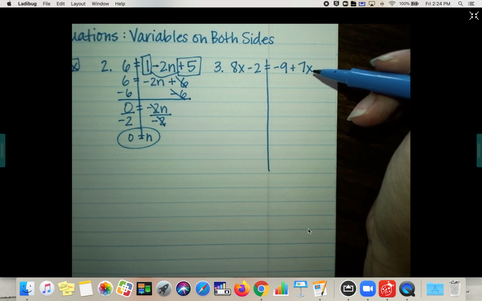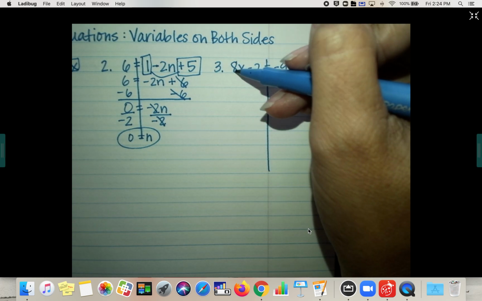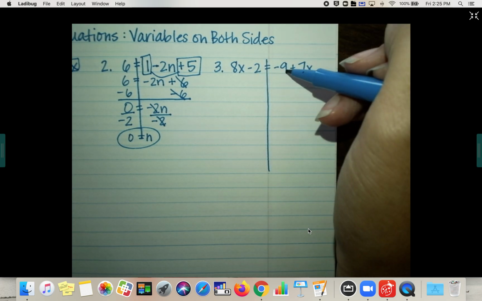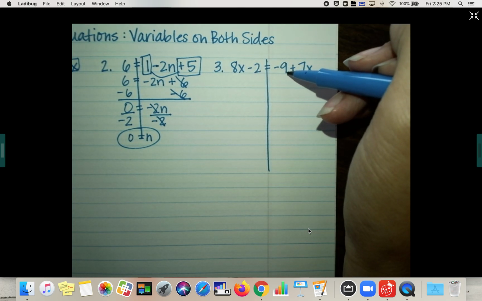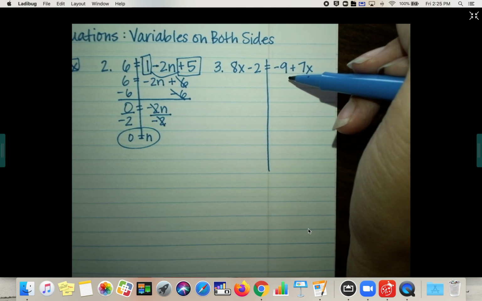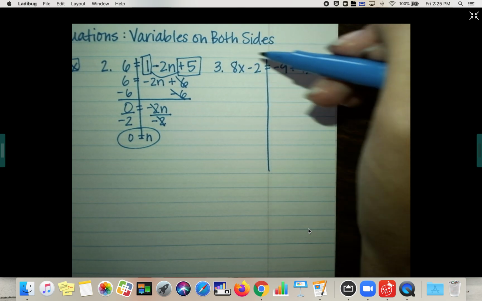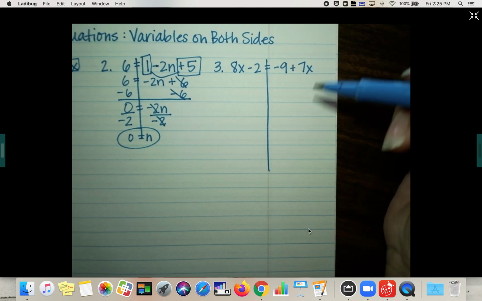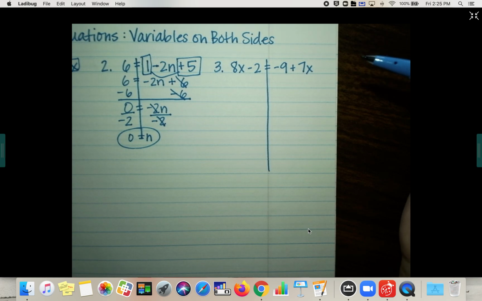So you have a couple of choices here. I always would suggest starting with moving the variable. Yes, you can move the -2 or the -9 first, but I like to encourage students to move just the variable ones first. We'll just get in a good habit of that. You'll find out later in the weeks to come why that's important.